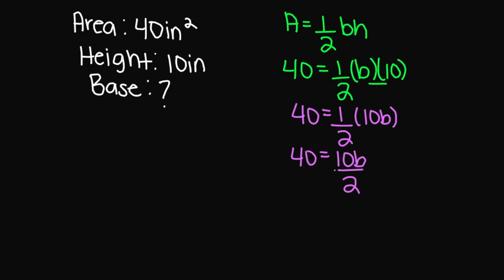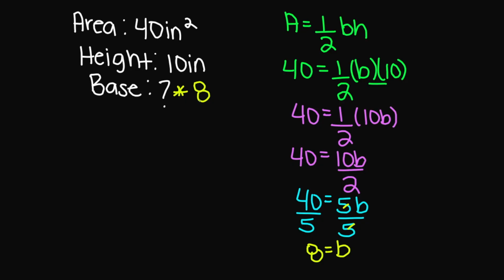Now from here, we're going to divide 10 by 2. So we have 40 equals 10 divided by 2, this is going to be 5, and you're going to add your B. Now we're going to divide both sides by 5. So 40 divided by 5 is going to equal 8, and then your 5s here are going to cancel out. So you are left with B. So your base here is going to equal 8.